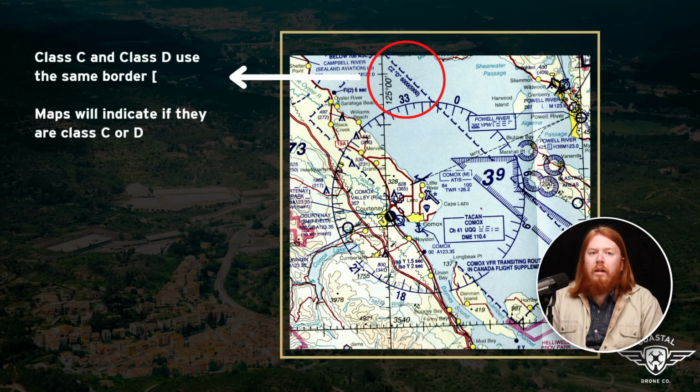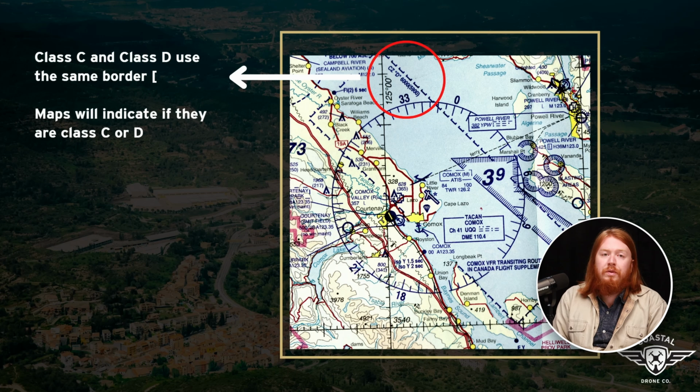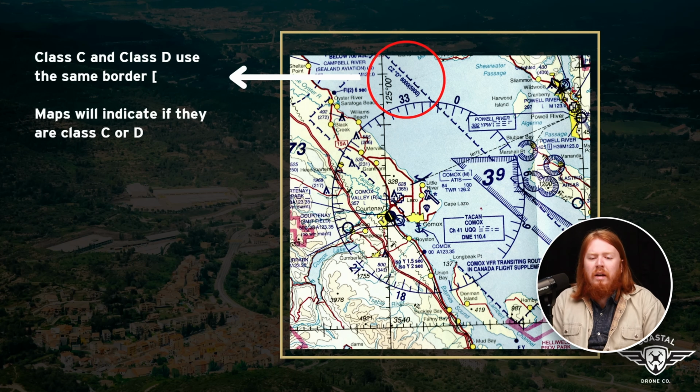So the way to tell if it's Class C or Class D is to look. It will either say Control Zone C or Control Zone D. Now, for drone pilots, it doesn't necessarily matter the distinction between C and D. All you need to know is that you see these square brackets. This is controlled airspace. You're going to need NAV DRONE permission.